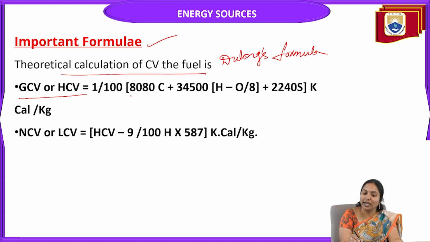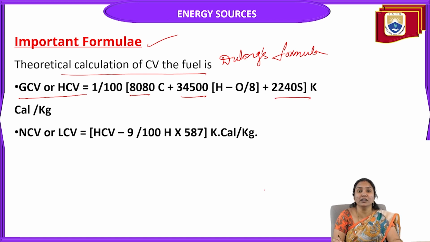Here 8,080, 34,500 and 2,240 are based on the assumption that 1 kg of fuel is burning. In this case, the calorific value of carbon is 8,080, hydrogen calorific value is 34,500, and sulfur calorific value is 2,240. We just assume that. So how can we calculate the net calorific value according to Dulong's formula? NCV equals HCV minus 9 by 100 H into 587.